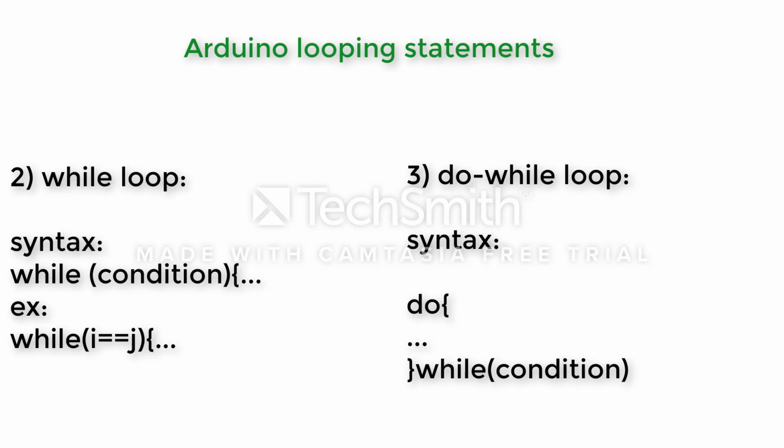Number 2. While loop. Well, the statements inside the while loop will execute continuously until the condition inside the parenthesis of the while loop becomes false, and only then will it exit the loop. Number 3. Do while loop. This looping statement is similar to the while loop, but the only difference is that do while is used where we don't want the condition testing for the first time of the execution of the loop.